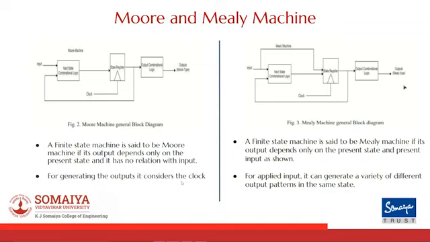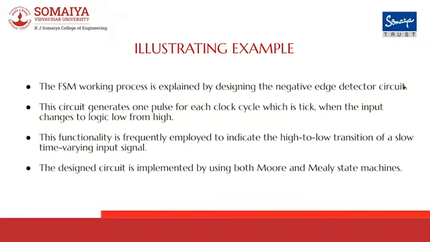On the right-hand side, we have the Mealy machine definition and its block diagram. A finite state machine is said to be a Mealy machine if its output depends on the present state and present input, as shown. For the applied input, it can generate a variety of different output patterns in the same state. So we have an example and it will be explained by Hardik.